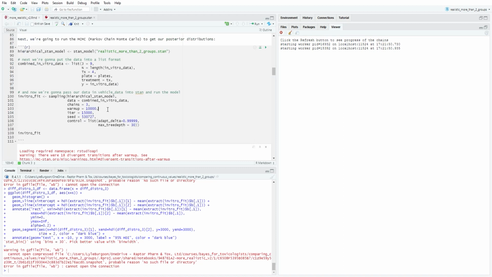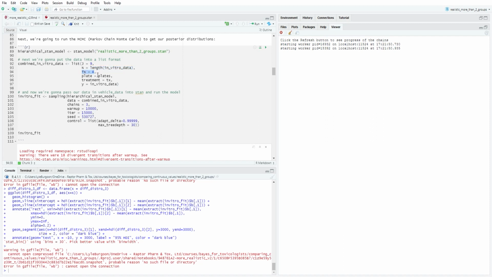So that is our model. This is how we're bringing in the data. Remember, J was the number of plates. We have 9 plates here, so J equals 9. N is the number of samples. In vitro data, the length of that is our number of samples. We have 4 treatment groups, including the control.